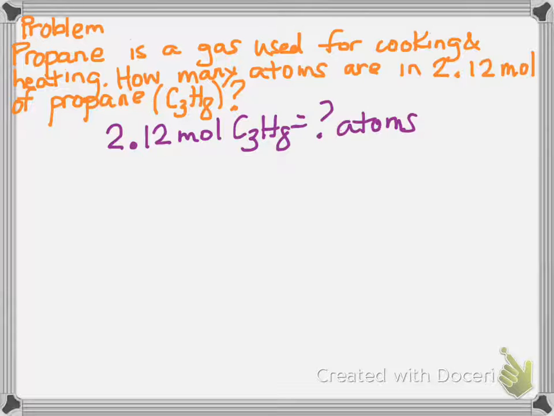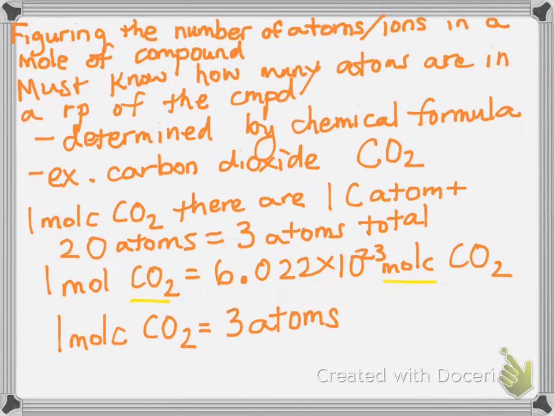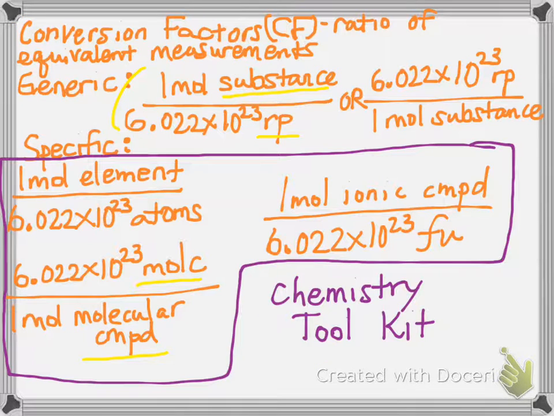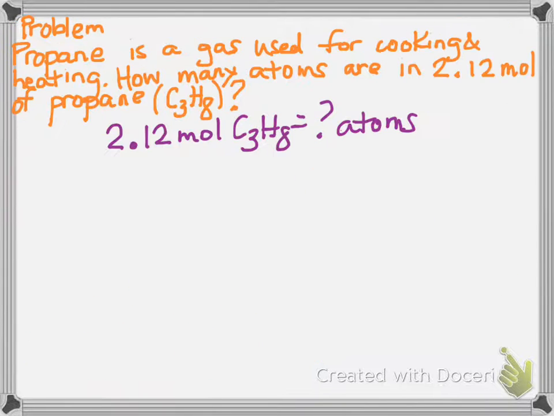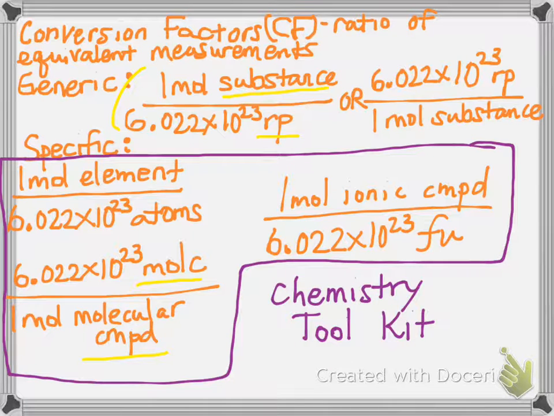Again, I look at my chemistry toolkit. I go back here and I'm looking for something with moles and atoms. I start to look, and I see atoms and I see moles. But notice the substance is an element. Is propane an element? No. Propane is not an element. Propane is a molecular compound. So I can only convert moles to molecules.